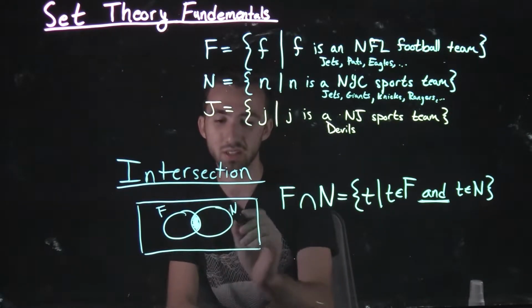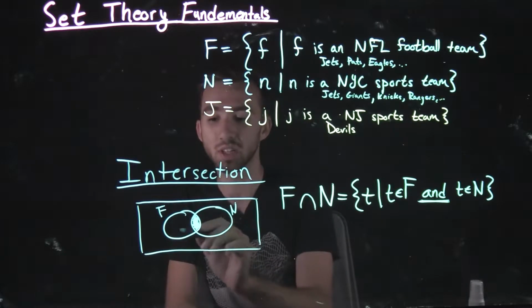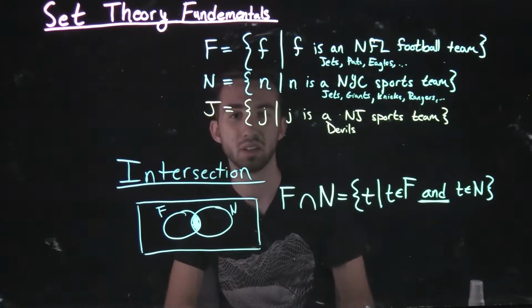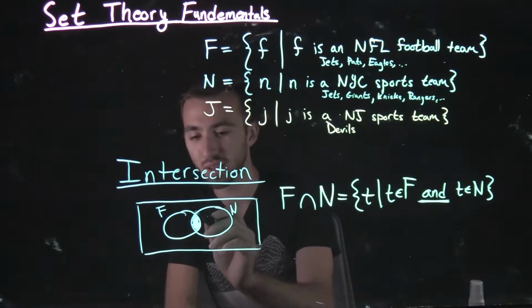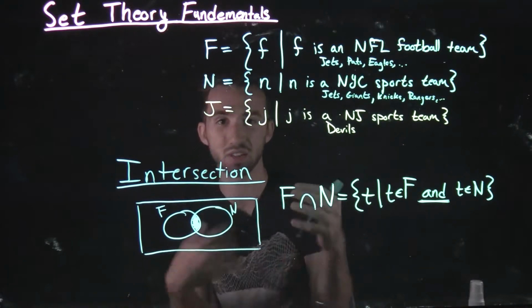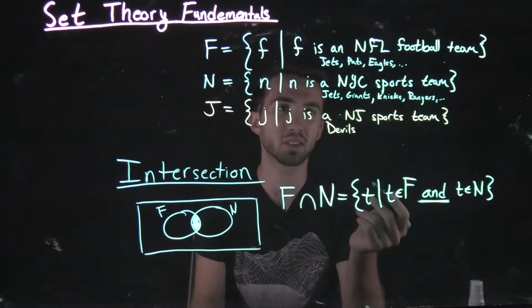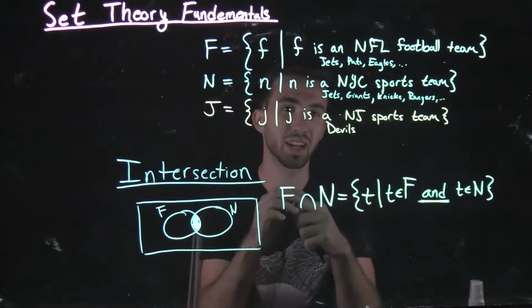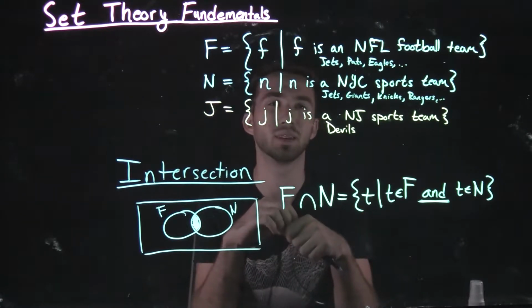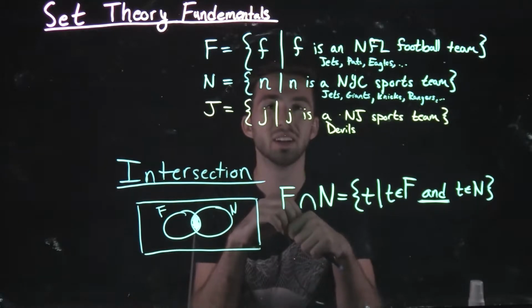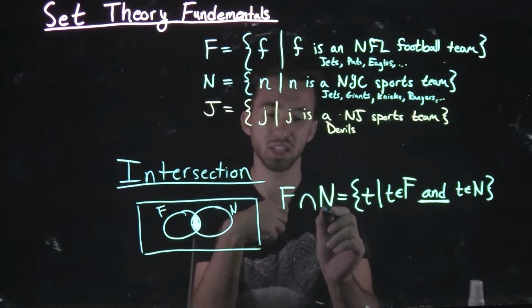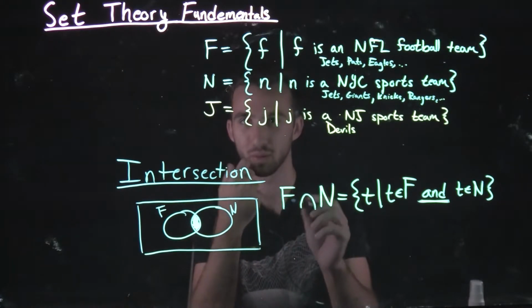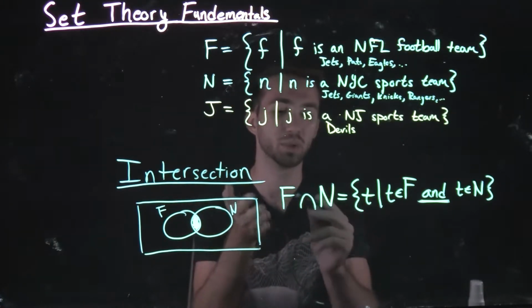So this region is inside of N, but this region is also inside of F. So because of that, we say it's in our intersection. It's where these two circles intersect or overlap. So for our example, try to do this yourself. I would say pause the video about here. What is the intersection of all New York teams and all football teams? What items are inside of both of these sets?